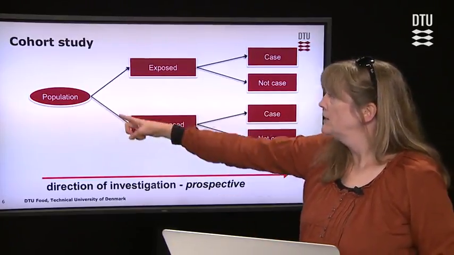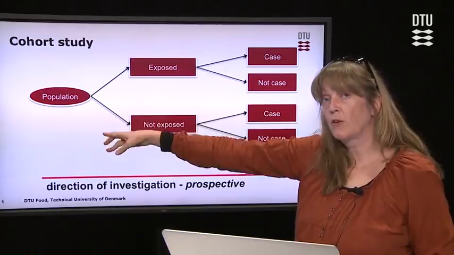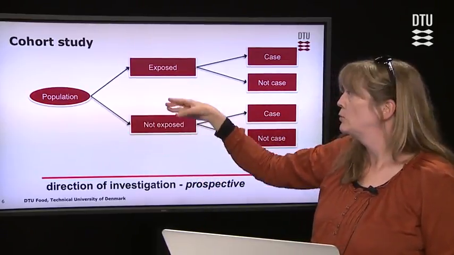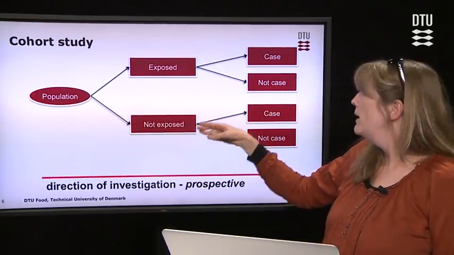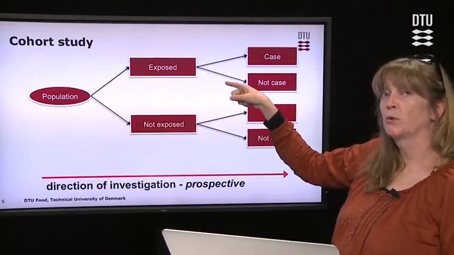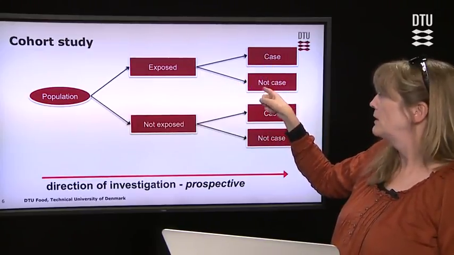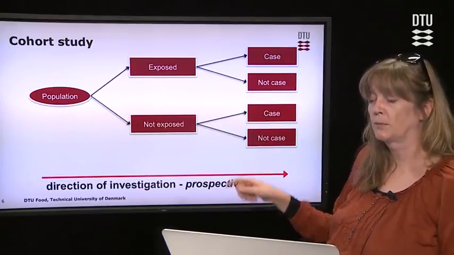But just to give you the idea, we have a population. We can follow a population over time. We find out who is exposed and who is not exposed. And then afterwards, we find out among the exposed how many developed the disease and how many did not, and the same within the not exposed.